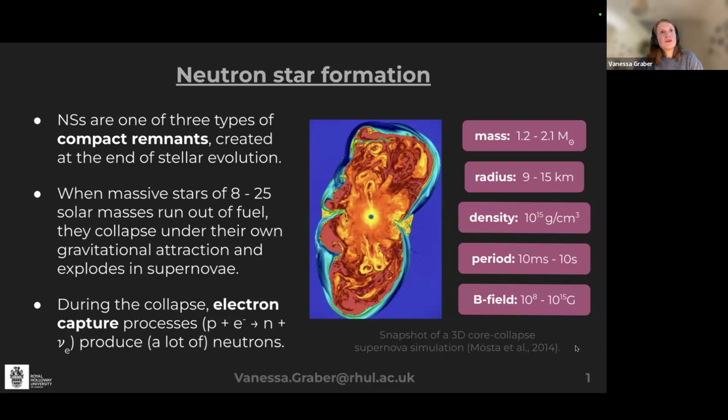On top of this, because the initial progenitor that forms the neutron star is also rotating, we have compact remnants that have relatively fast spin periods that can reach between 10 milliseconds and 10 seconds. And in addition, neutron stars also have incredibly strong magnetic fields that we think reach between 10^8 to 10^15 Gauss, which is, for comparison, the Earth's magnetic field is roughly half a Gauss. So it's many, many orders of magnitude larger than what we can produce even in experiments on Earth where we try and ramp up the magnetic field.